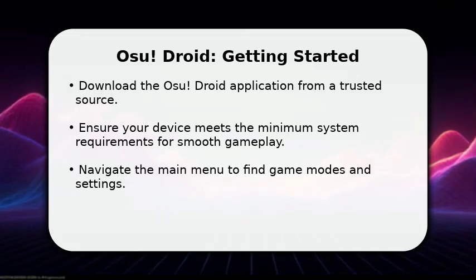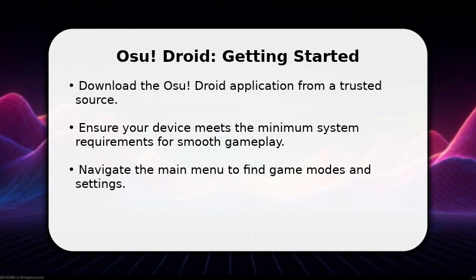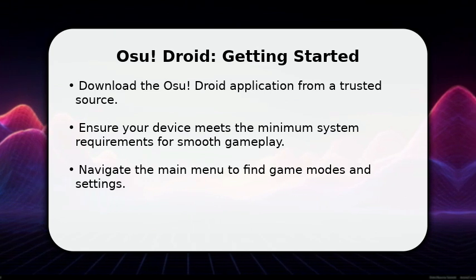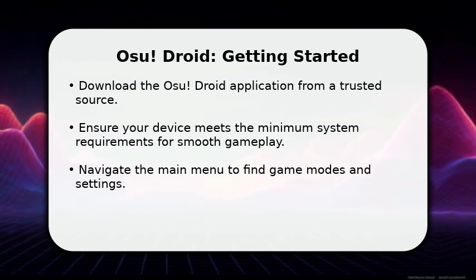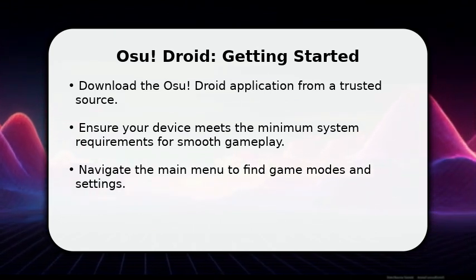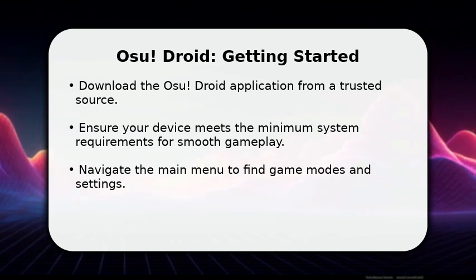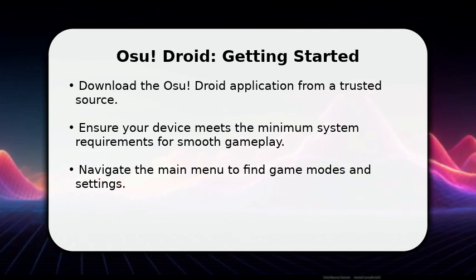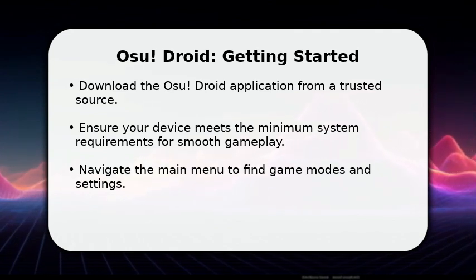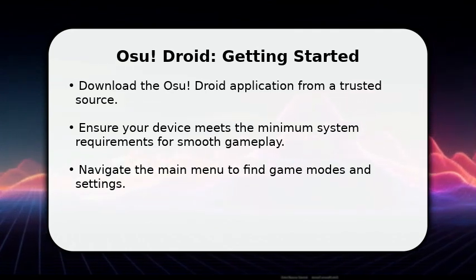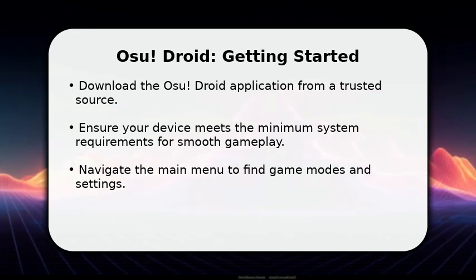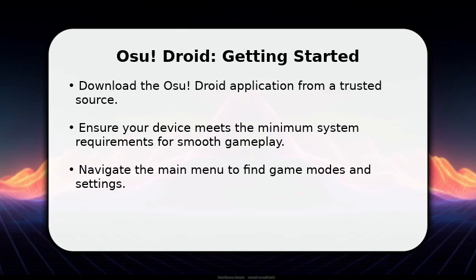In this video, I will explain how to play osu!droid. First, you'll need to download the application, ensuring your device meets the necessary requirements for smooth performance. Once installed, navigate through the main menu to explore various game modes and customize your settings. This initial setup is crucial for a great experience, allowing you to quickly jump into the rhythm-based action and begin your journey with this exciting mobile game.